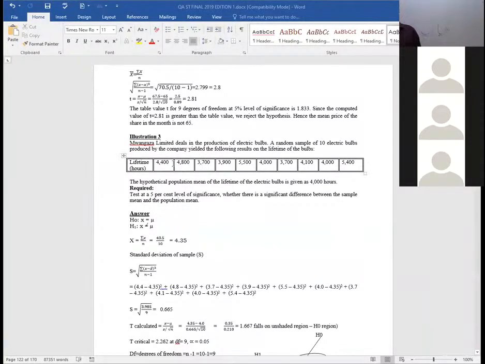As you try it, I would want these lifetime hours to be in form of thousands to reduce on our workings. I would want us to have this as 4.4, 4.8, 3.7. Let's work it out in form of thousands. I would want to give you like 10 minutes. You try this question very fast and then you advise.